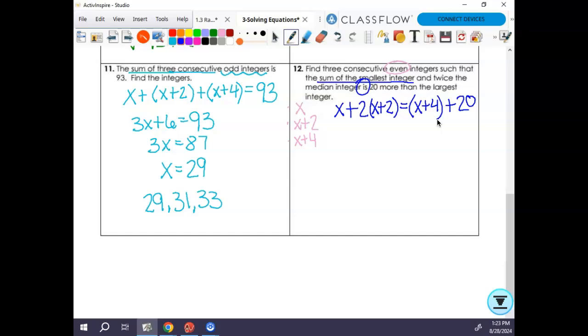Okay. So it says the sum of, which means I'm adding, right? The smallest integer, which is x, and twice, so I have to multiply 2 times the median integer. This was the median one, so it's 2 times this. Does that part make sense? Equals 20 more, so I'm adding, than the largest integer. This would have to be the largest, and that's what that is right there. Okay? You okay with that? So on the other ones, not writing this out was probably no big deal, but on this one, I think writing that out helps so that you can pick the right ones where you need them. Okay? We good? All right, then go ahead and work it out.